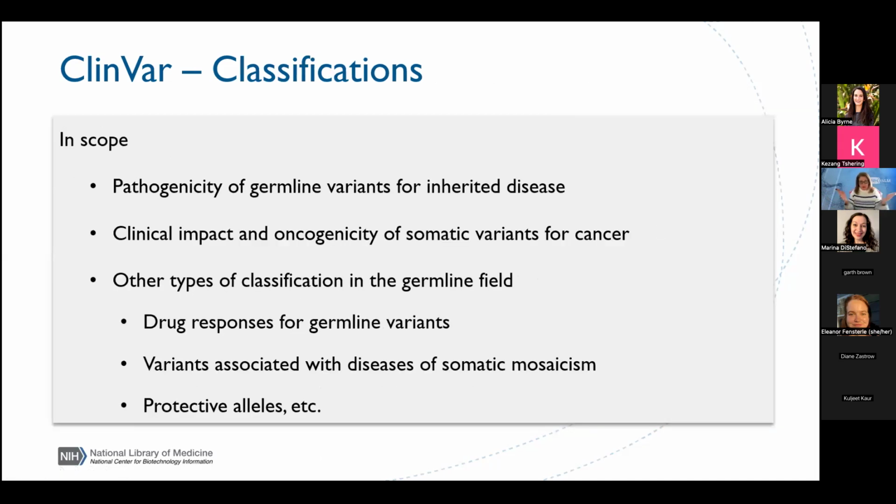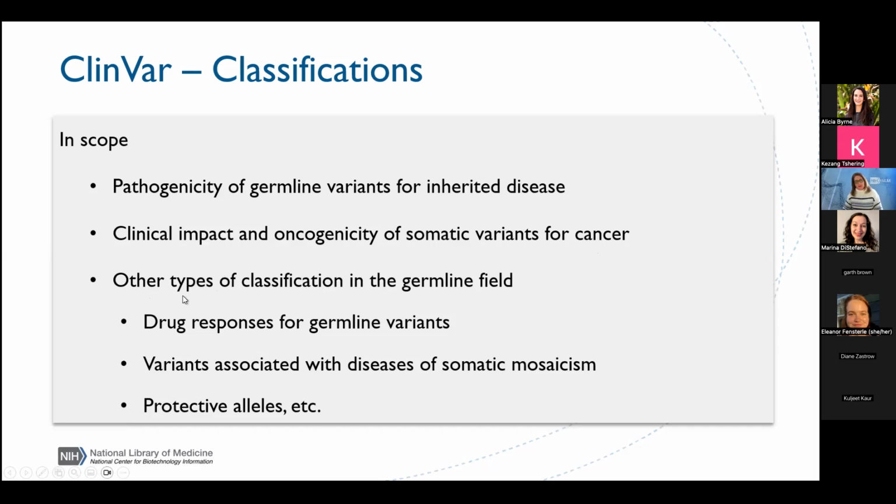So the main thing that you see in ClinVar is the classification of the variant. And there's essentially three types of classifications that we have in ClinVar with a little bit more complication. So the first of these is pathogenicity for germline variants, and these are typically for inherited diseases. Then we have two types of classifications that come in for somatic variants. These are clinical impact and oncogenicity. These classifications would be made for cancer.